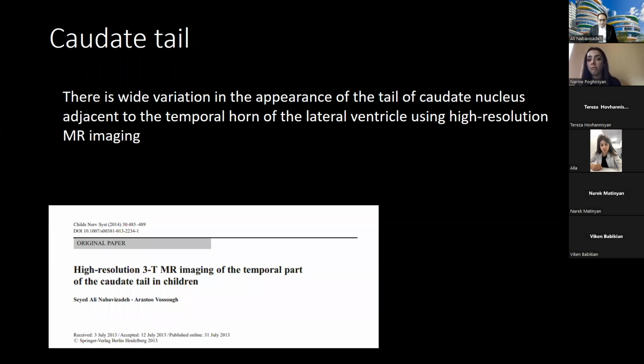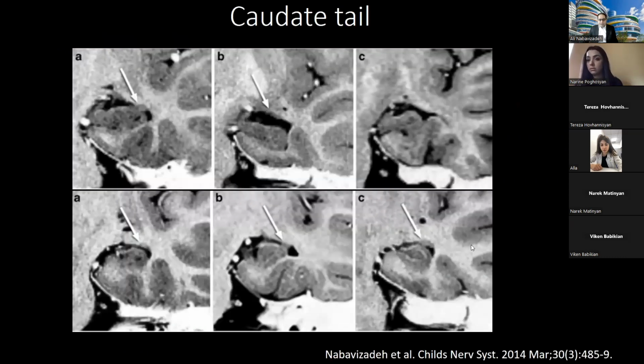This is a study that we did many years ago. We looked at high resolution MR imaging of the temporal part of the caudate tail in children. And we saw that there is significant variation in the caudate nucleus tail. In some patients, it is very nodular and protrudes into the ventricular system. In some patients, it is visualized, but it's more linear. And in some patients, we can't even see it. It's so small that it's not seen even on high resolution 3 Tesla imaging.